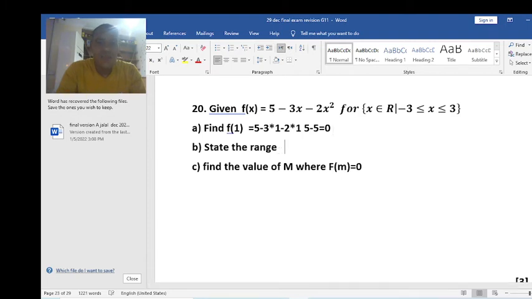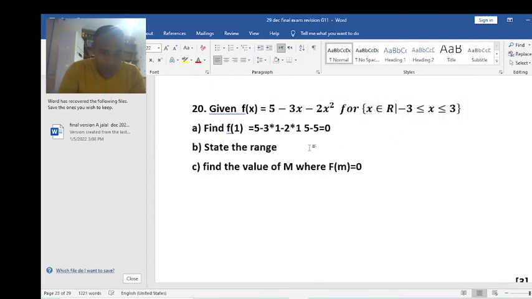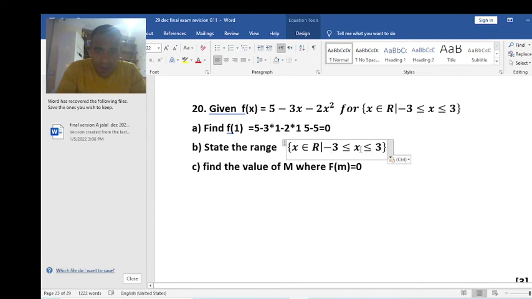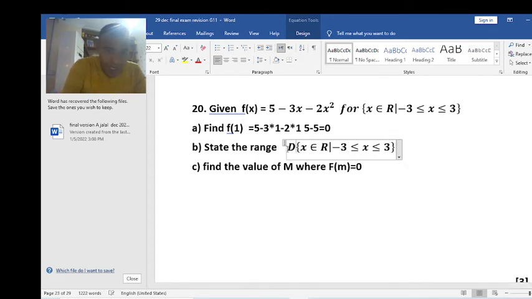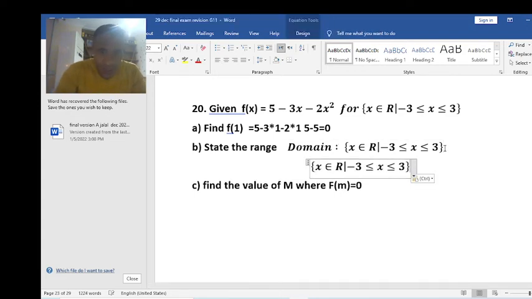Now, state the range. I will use the domain here. This is the domain, my learners. To find the range, you will do like that. I will just write here, domain is x real numbers such that x lies between negative 3 and 3. So for the range, it will be like that.